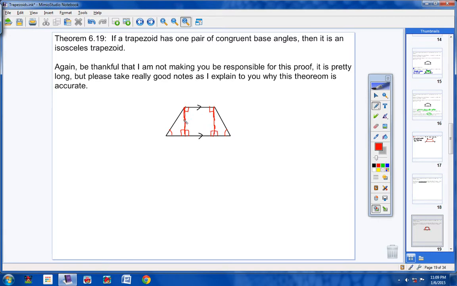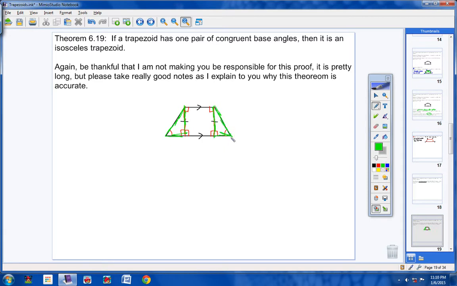Now, I know, just by common sense, that this is a parallelogram right here, because opposite angles are congruent. So I know this side here is congruent to this side here. So students, please look what I have. I have angle, angle, side of one triangle congruent to angle, angle, side of another triangle. Thus, these two triangles are congruent. This triangle in green is congruent to this triangle in green.